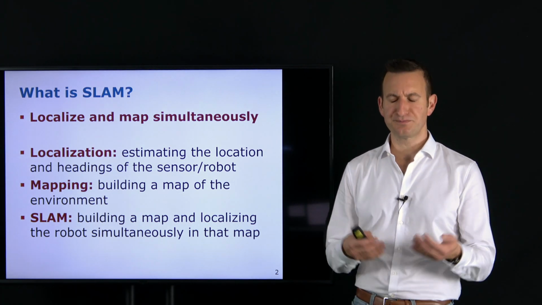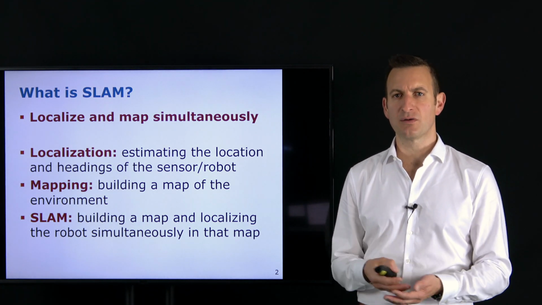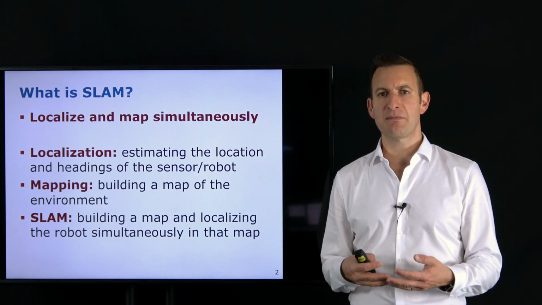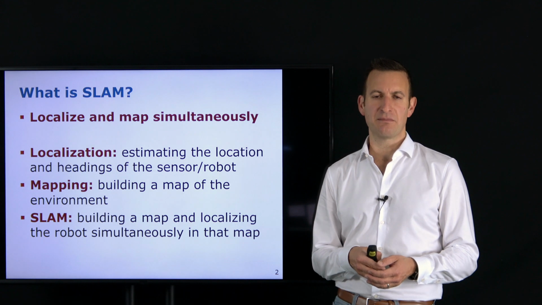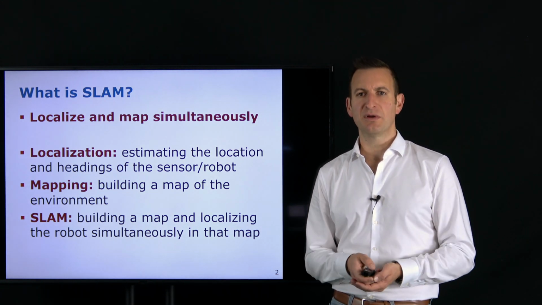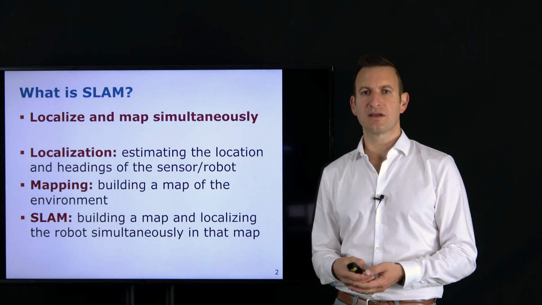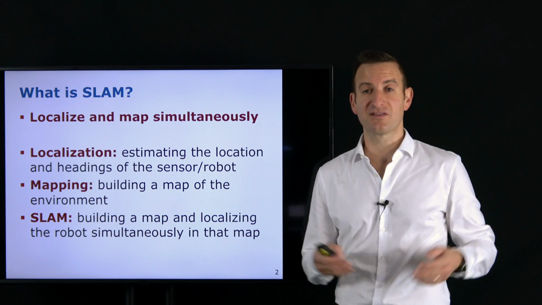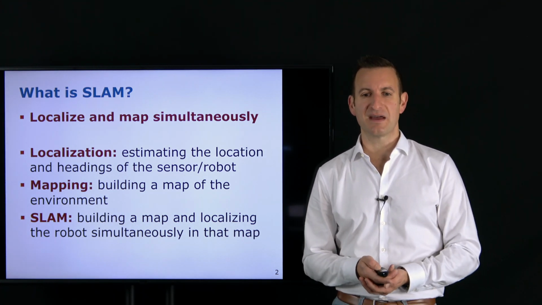And SLAM now combines both tasks and aims at solving the localization and the mapping problem together. So we're basically building up a map of the environment and are localizing ourselves in that map at the same point in time. And that's what we typically refer to as SLAM. So there was another term, CML, concurrent mapping and localization, which was coined around the time when SLAM was coined, but SLAM was the cooler term, and so the community stuck with SLAM in the end.